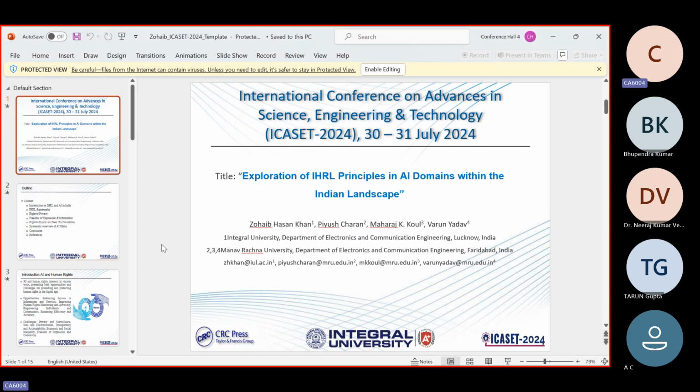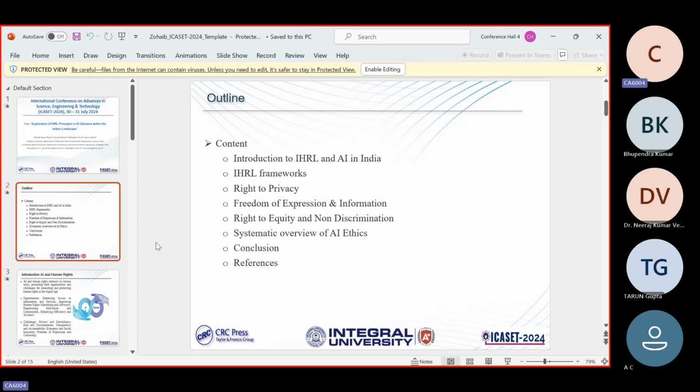My contents are: introduction of IHRL and AI in India, the IHRL framework, the right to privacy, freedom of expression, and right to equality, how they are mismanaged in the IHR principle when we are looking at AI's current scenarios with examples, and then we are discussing the systemic overview of AI ethics, and conclusion and references.